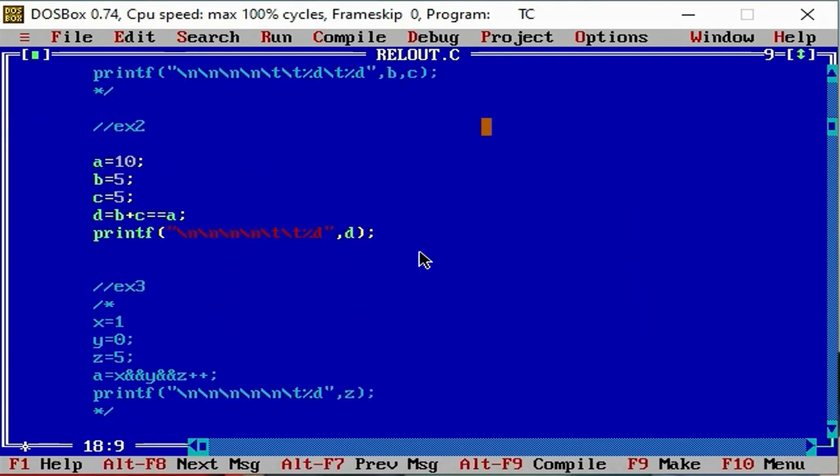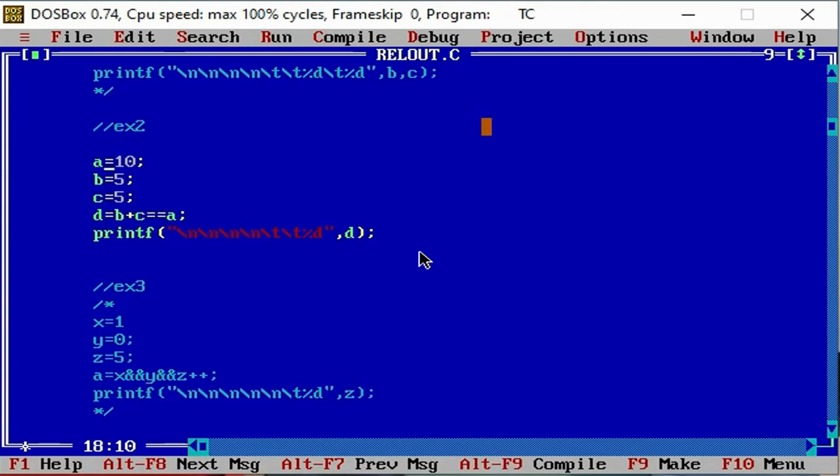This is the next question. The value of a is equal to 10, b 5, c 5, and the equation is b plus c double equals to a. Here this plus is the arithmetic operator and this equals sign is a relational operator. The arithmetic operator executes before the relational operator. So b plus c is equal to 5 plus 5 equals 10. 10 is equal to 10. It is true. So the value of b must be 1. So let's check. See, it is 1.